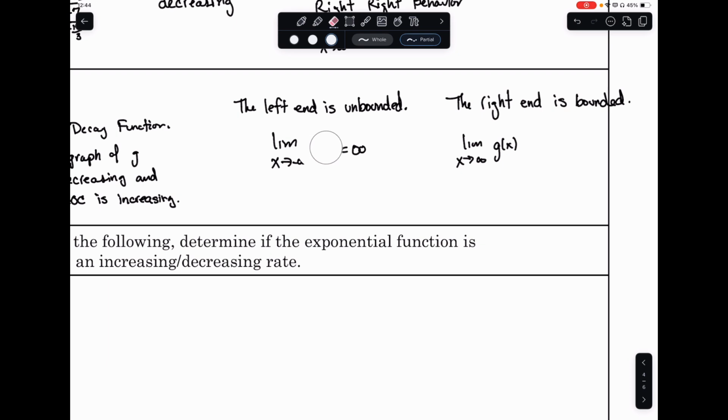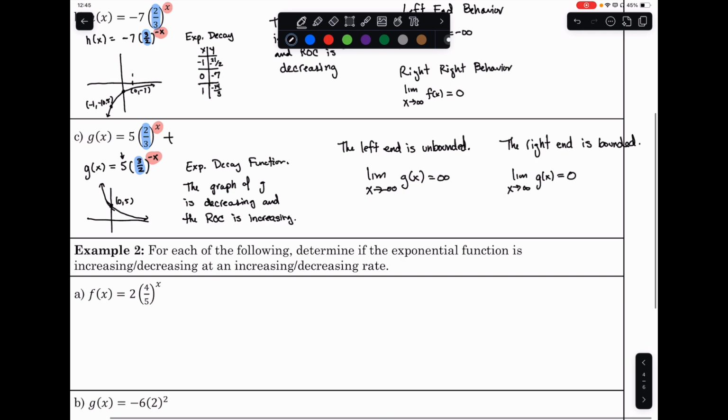Let me fix this. This should be g. So this is going to be 0. The horizontal asymptote is 0 because we have not shifted it up or down. The only way we can shift it up and down again is if we were adding some quantity k right there, and then I would shift the horizontal asymptote k units up or k units down. Okay.